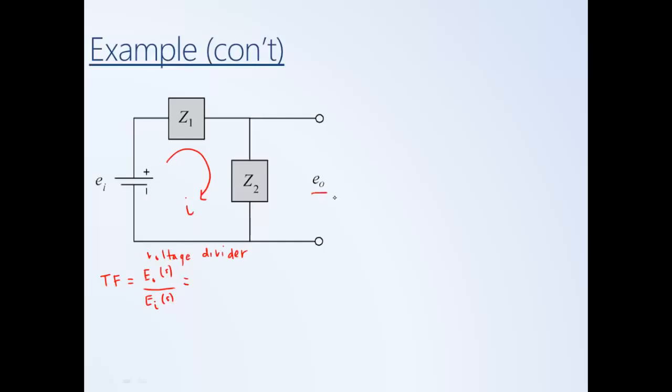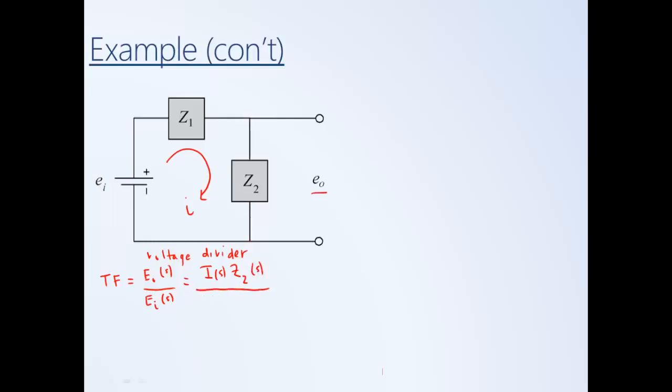If we look at EO, the voltage EO, it's the voltage across Z2, where the current through Z2 is I. Thinking back to the definition of complex impedance, voltage has a similar relationship to that we had with Ohm's law. Voltage is equal to current times impedance. So EO is equal to I of S times Z2 of S.